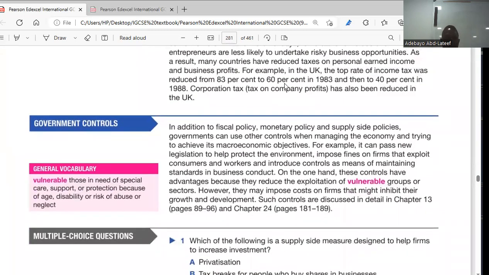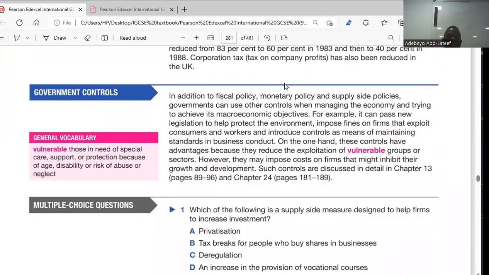Government controls. So they say, in addition to fiscal policy, monetary policy, and supply side policy, government can use other controls when managing the economy and trying to achieve its macroeconomic objectives. What are those macroeconomic objectives? Low unemployment rate, stability in prices, like stable inflation rates, low inflation rates, economic growth. These are macroeconomic objectives. Yes or no? Yes. So government could use fiscal policy, monetary policy, supply side policy to correct or to control all these things.